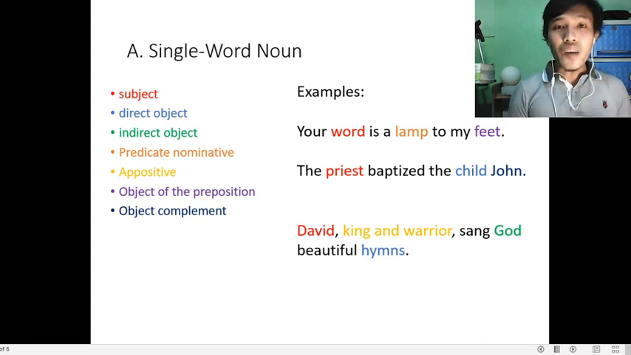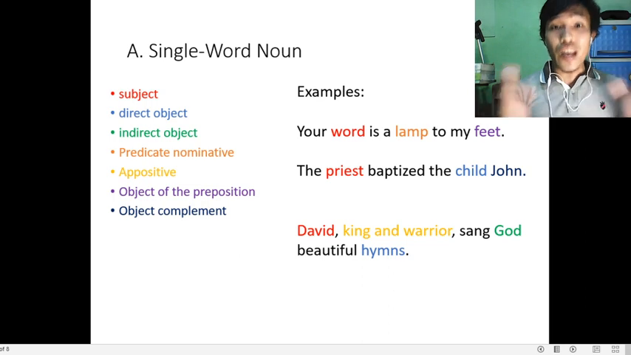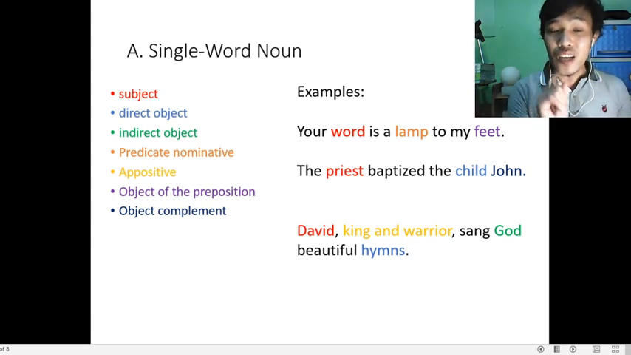If we talk about predicate nominative, it follows a linking verb. As we all know what linking verbs are, our examples are: is, are, was, were, and am. So those are linking verbs. Again, if we talk about predicate nominative, it follows a linking verb, and it renames the subject. Take note, it renames the subject.